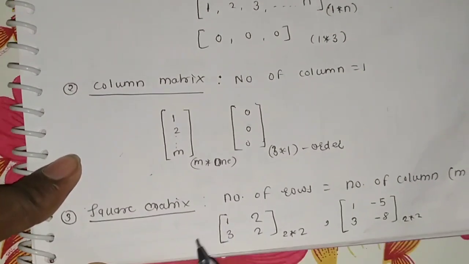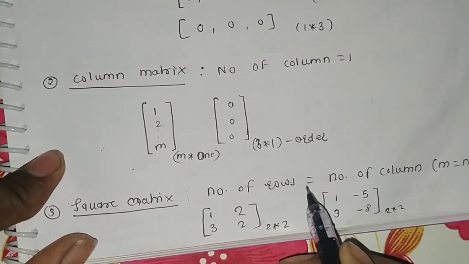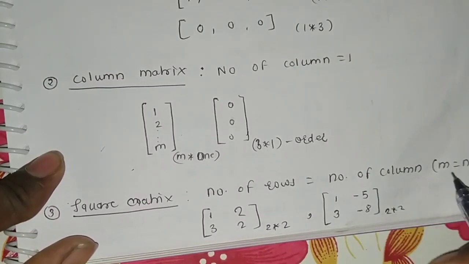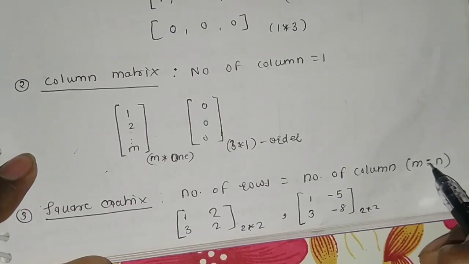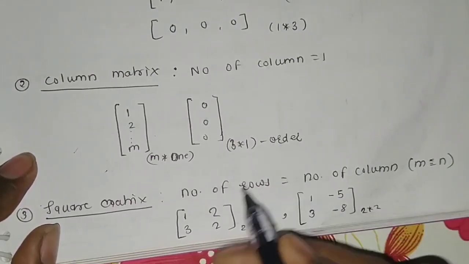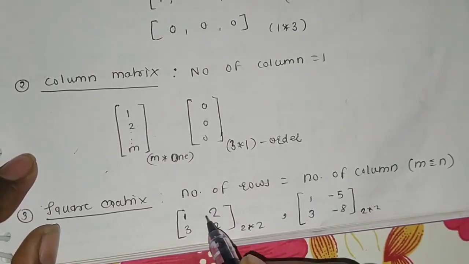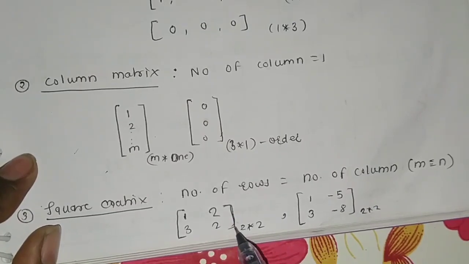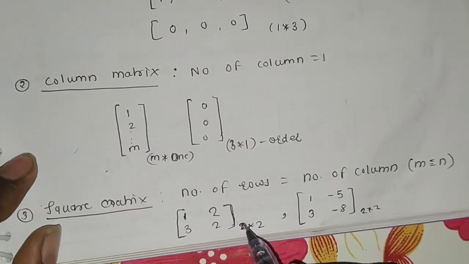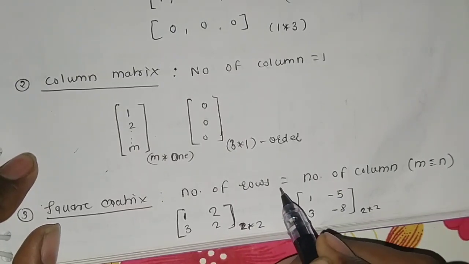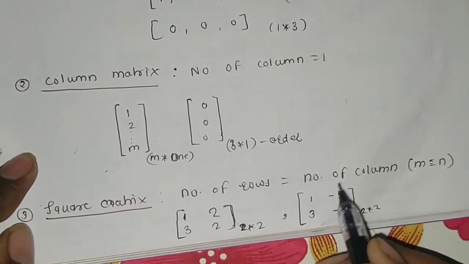So next, square matrix. So number of rows is equal to number of columns. So m should be equal to n. Then only that is a square matrix. Okay, here nothing has been said about the elements, about how the elements should be, but there it means number of columns is equal to number of rows.